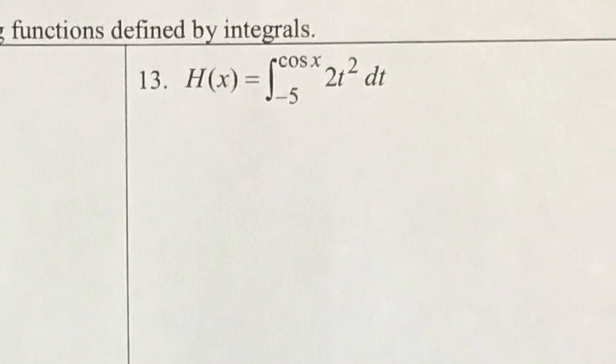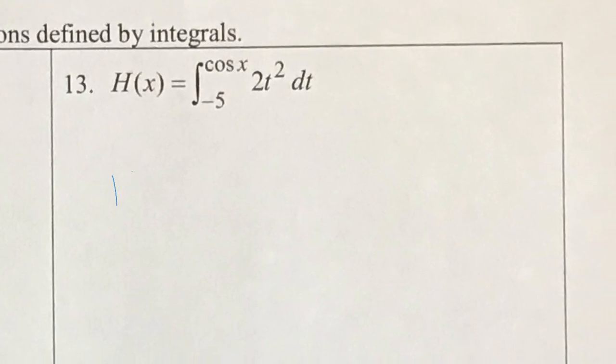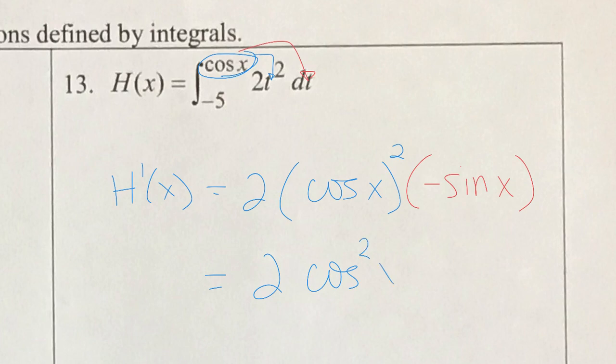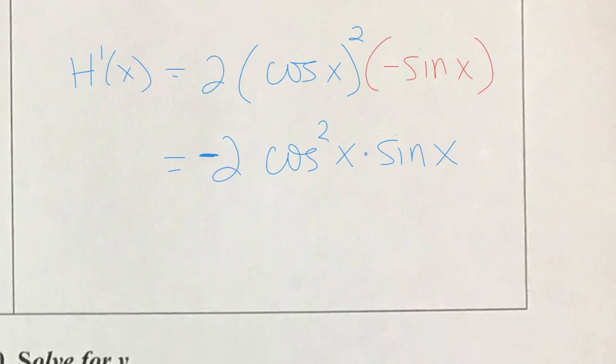Okay, let's do that again over here. Remember, the first thing we want to do is plug our upper limit of integration into your function, so cosine x squared, and then multiply it by the derivative of cosine, which is negative sine. Okay, so we can do a little bit of simplifying. We can distribute that 2 to make it negative cosine squared x times sine x. Okay, now that's a safe place to stop.